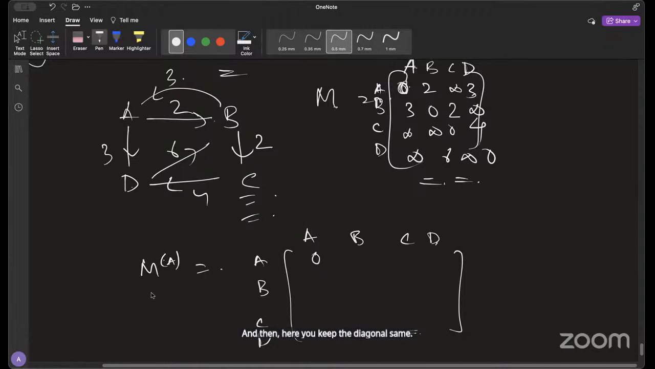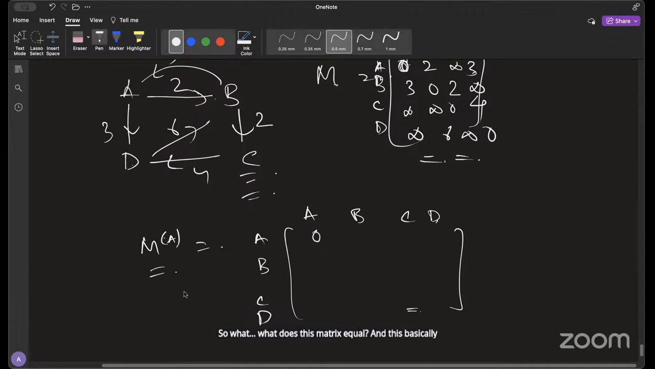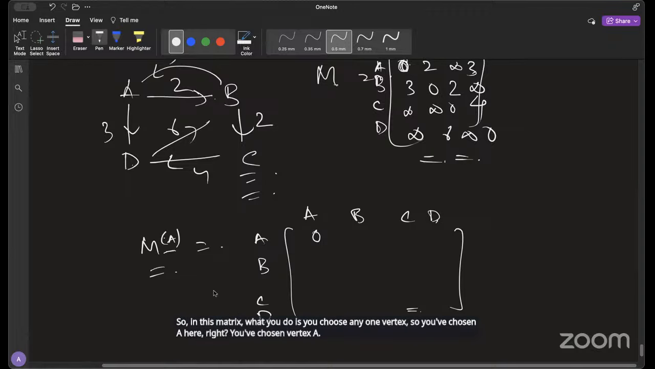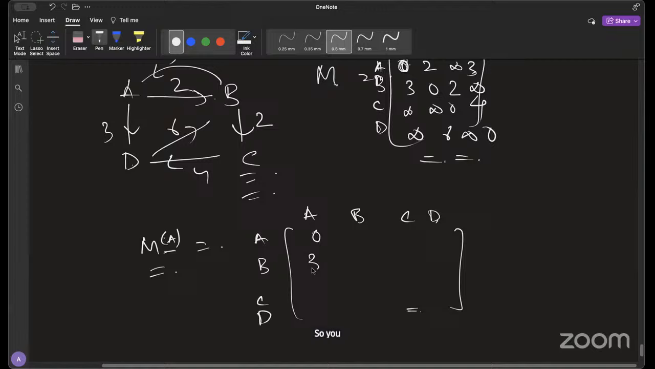So what does this matrix represent? In this matrix, you choose any one vertex. You've chosen A here, right? You've chosen vertex A. So you keep the A column and the A row the same. So you keep 0, 3, infinity, infinity, 0, 2, infinity. Keep this and this. The A column and A row you keep the same, and the diagonal one you also keep the same.